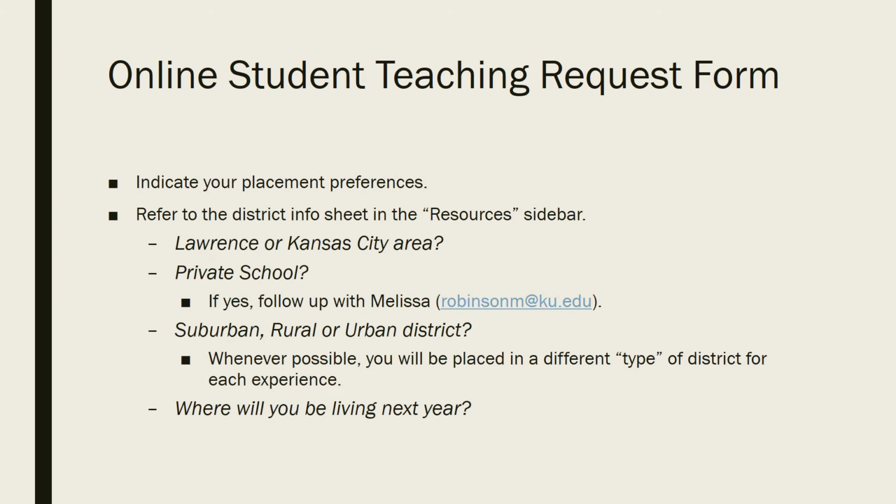Next, you'll indicate your placement preferences. This is the part that both exhilarates and terrifies most students. As I've already said, you're not allowed to preference specific districts, schools, or teachers, but you can preference whether you would like to be placed in the Lawrence or Kansas City area and whether you would like to be placed in a suburban, rural, or urban school district.